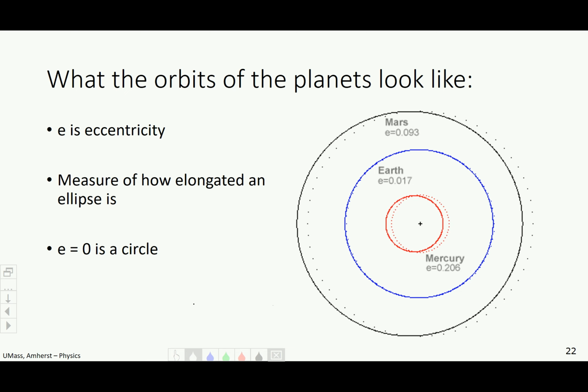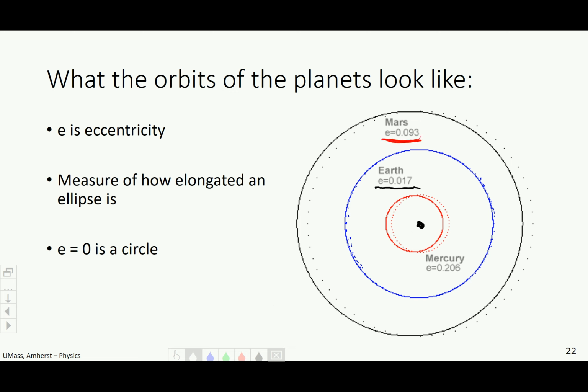But if we look at Earth, its eccentricity is very low. It's 0.017, so it's pretty darn close to 0. But still, if this is the sun, the dotted line would be where the perfect circle orbit is. We can see that the Earth deviates from that just a teensy tiny bit. Mercury, quite a bit. That has a larger eccentricity. Compared to the dotted line, the actual orbit of Mercury is definitely more elliptical.